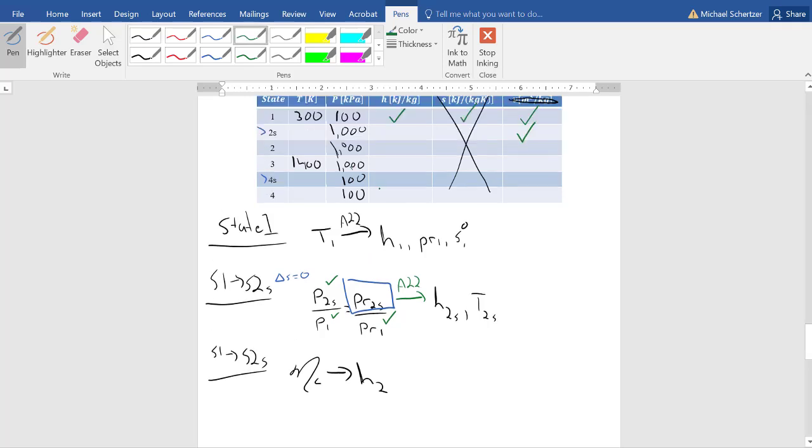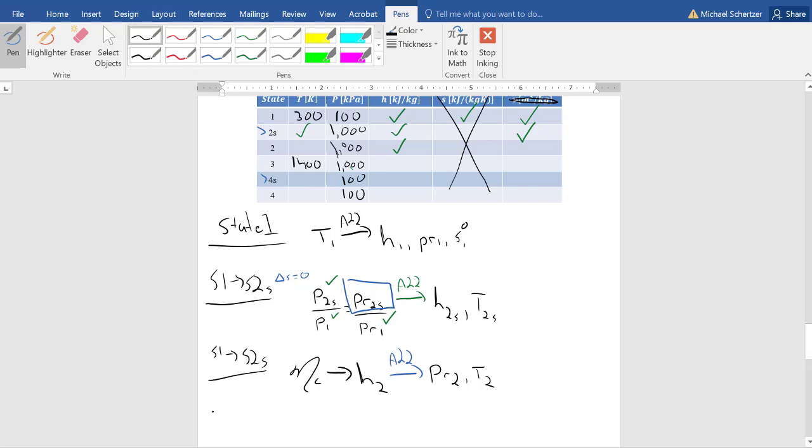Now, once you have h, so here you had h2s and you had T, and now you're going to have h2. With h2, you're going to interpolate on table A22. And from that, you're going to find Pr2 and you're going to find T2. Remember, we had all the pressures already just from looking at the problem.